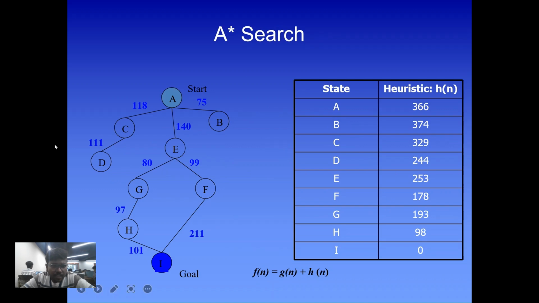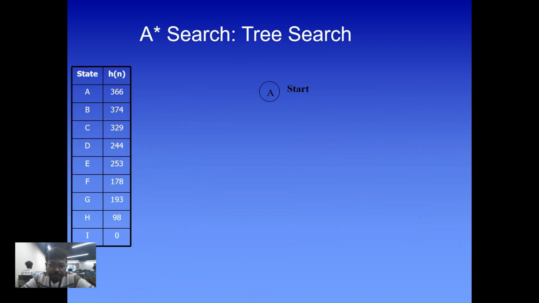We have constructed a graph which has weights from A to C, A to B, and from each node to each node. So we'll be calculating the heuristic function. Heuristic function values are listed over here. After calculating the heuristic function, we'll be implementing the search.